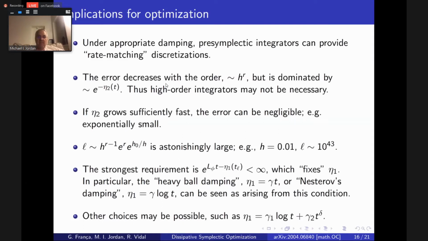The other part, which is important, which I don't want to get into details here, is that there's a way to see how this perspective distinguishes the heavy ball damping from the Nesterov damping, which is a particular choice of the functional in this gauge.